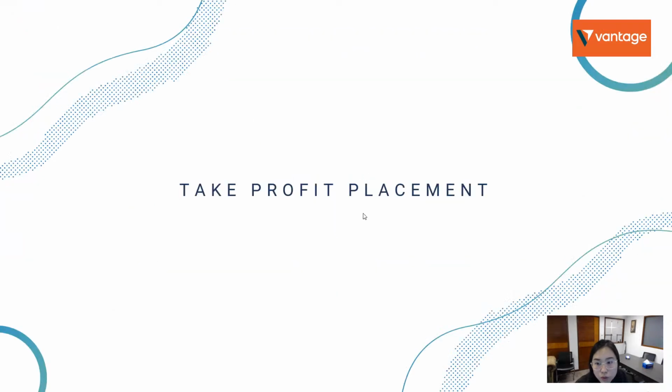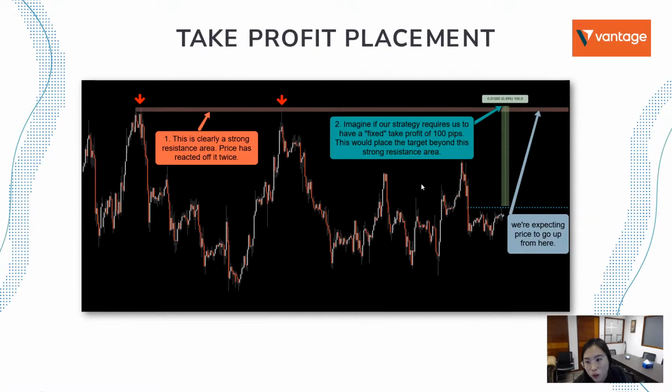Okay, so let's move on to take profit placement. We kind of touched a little on it a while ago. So this again is a clear and strong resistance area. Price has reacted off it twice. You can see one time, two times.